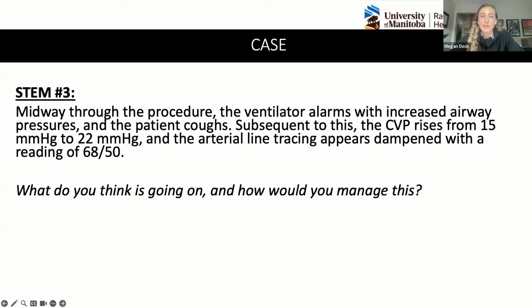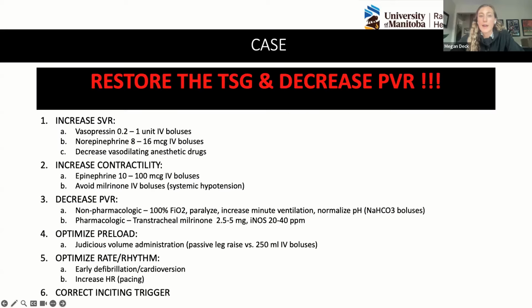So this patient, likely due to the ventilator dyssynchrony, acutely increased his PVR and is now entering that spiral of a pulmonary hypertensive crisis. So again, our primary goals in this case are to restore the transseptal gradient by increasing our systemic vascular resistance and decreasing our PVR. So kind of a helpful algorithm to go through is what I have listed here.